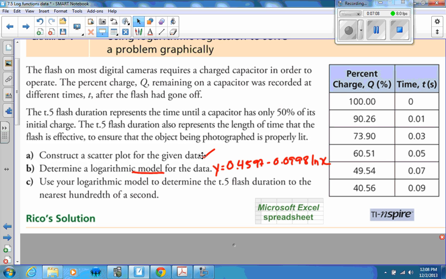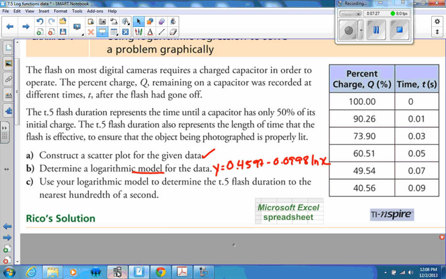Well, I want to figure out what was t5. T5 was when my capacitor only had 50% of its charge, right? Okay, so I know it's going to be around 0.07 anyway. But since that's the y of the graph, we could do what we did last section.